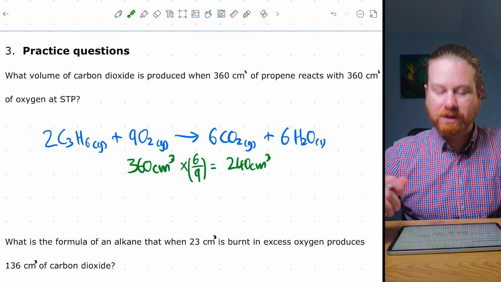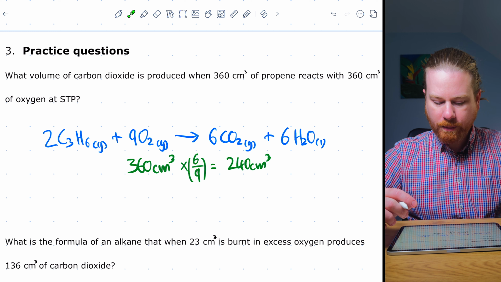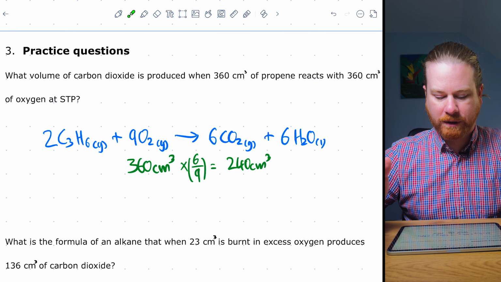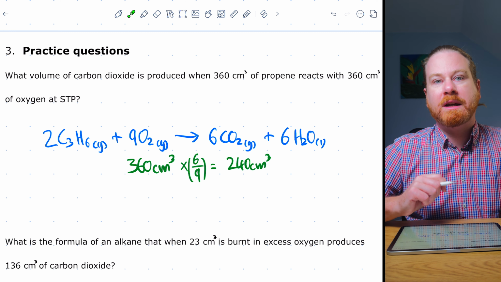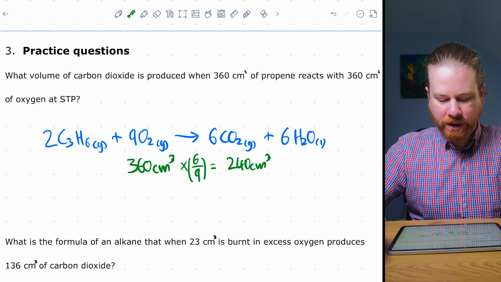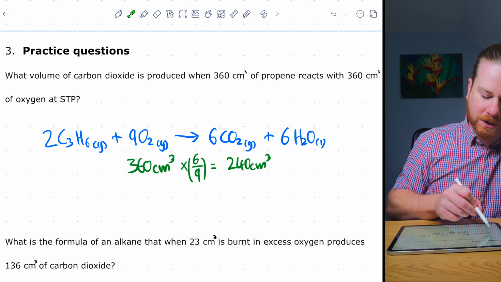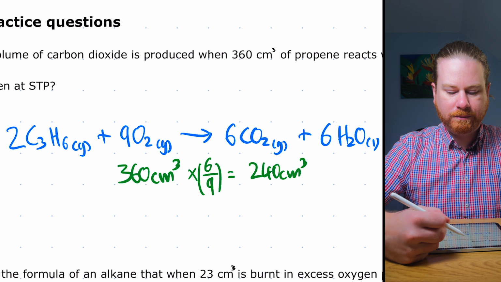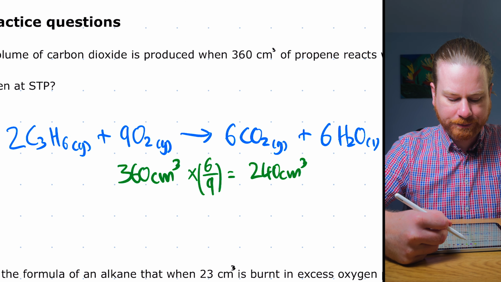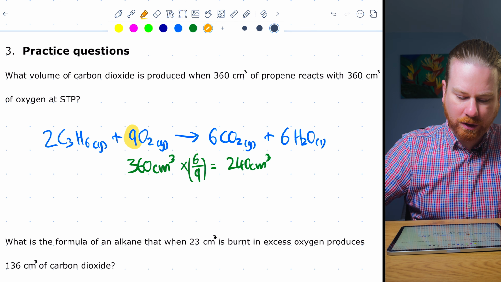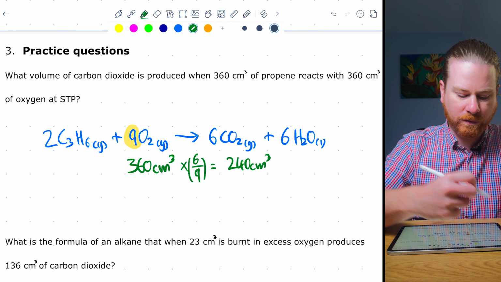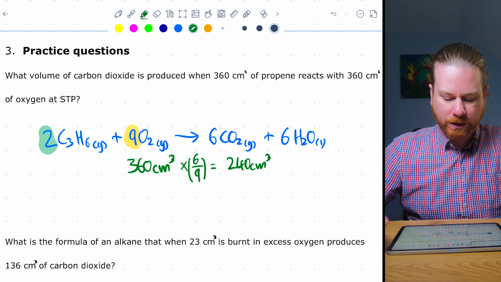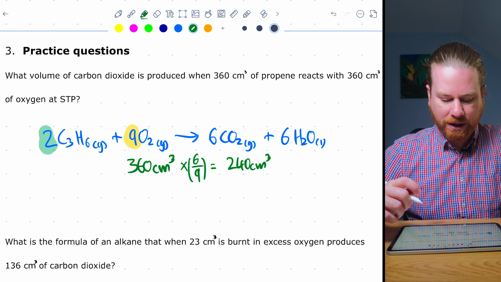So for this, we don't need to worry about converting to moles and then back to a volume, because if we're working at STP, then the number of moles is going to stay the same. The first thing we're going to do is write out our balanced symbol equation, and then we can see that we've got 9 moles of oxygen reacting with 2 moles of the propene. So the oxygen is going to get used up first.